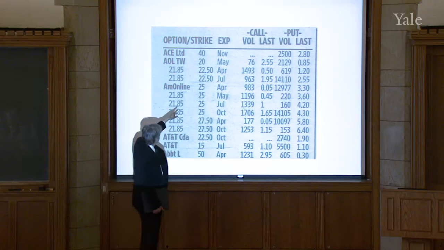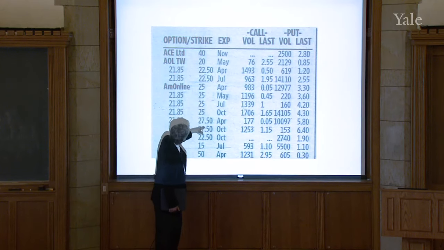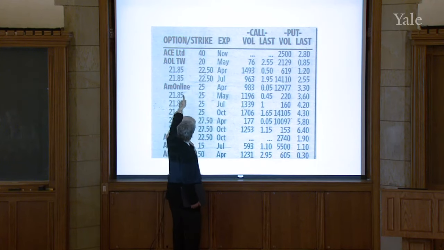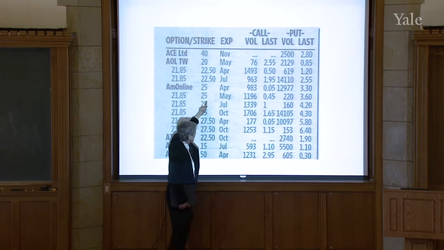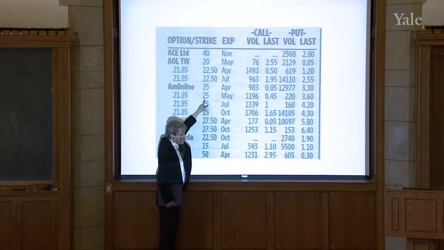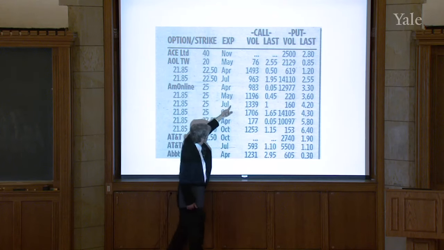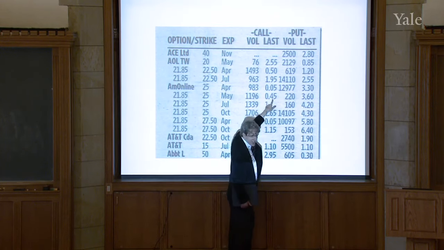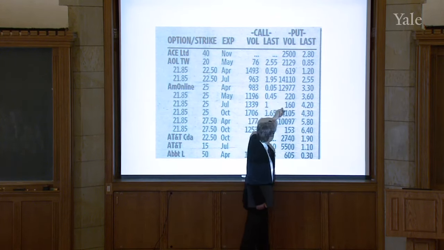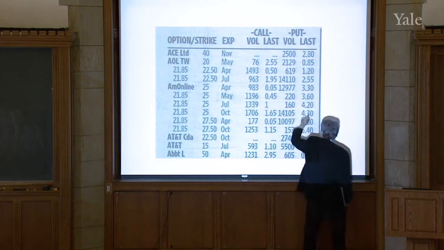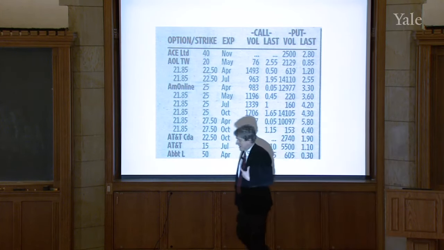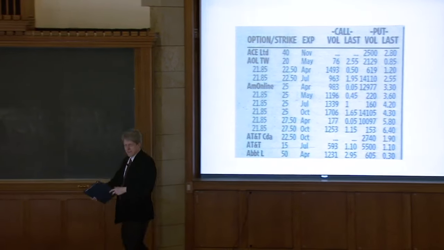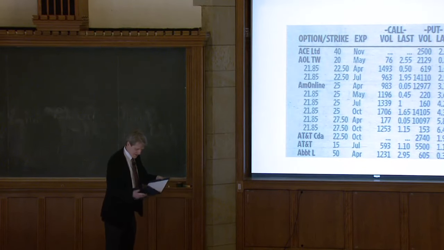So these are different strike prices and different exercise dates. Which one can we pick? Well, if it's a call, a $25 strike price costs you 45 cents to buy. But if you want to buy a put, it costs you $3.60. And we want to try to understand these prices. That's the purpose here.